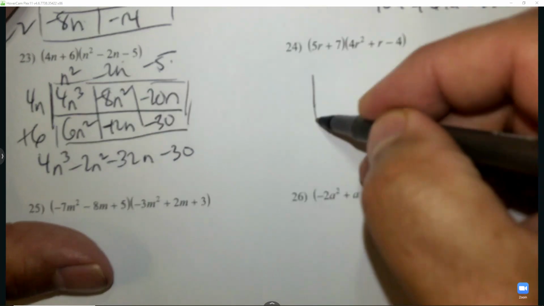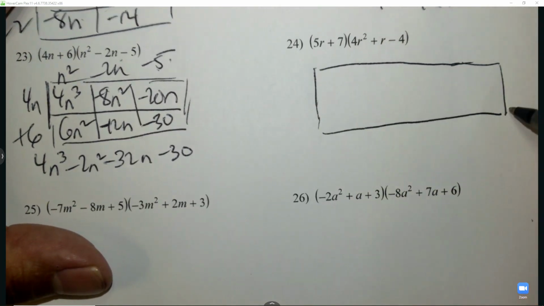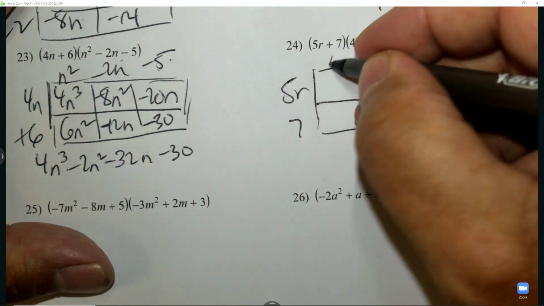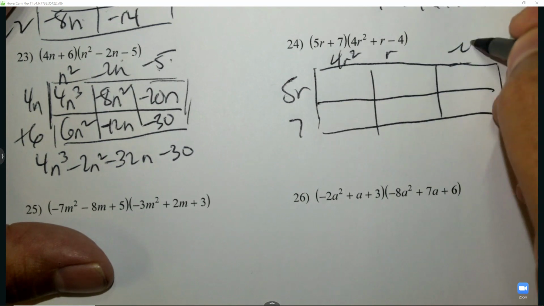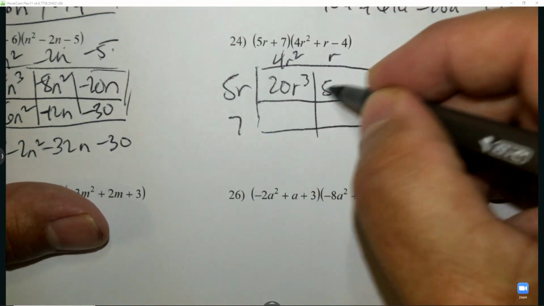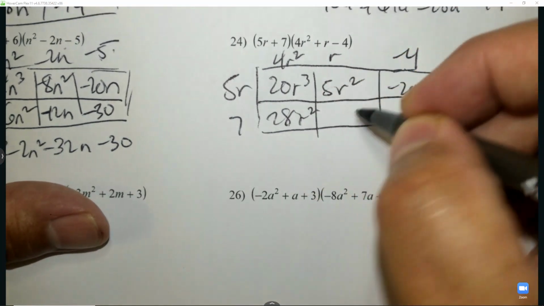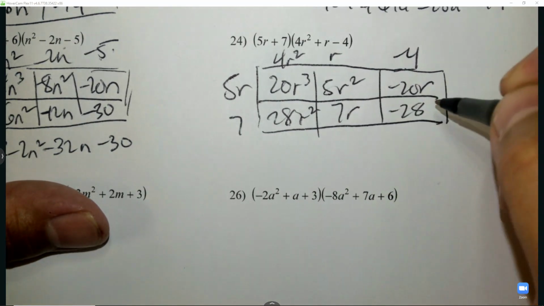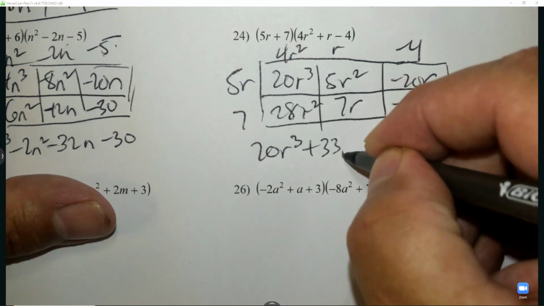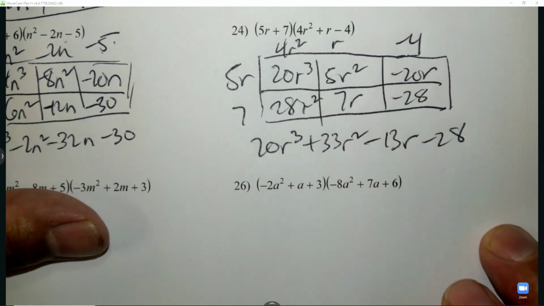All right, again, try it first. Just copying me is not going to have any value to you. So I have 20r cubed, I have 5r squared, negative 20r, 28r squared, 7r, and negative 28. Combine like terms. And you have your answer.